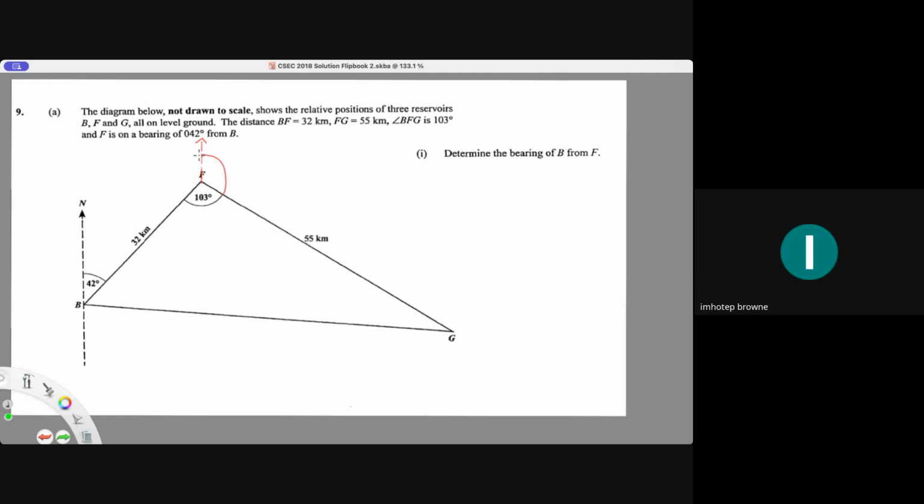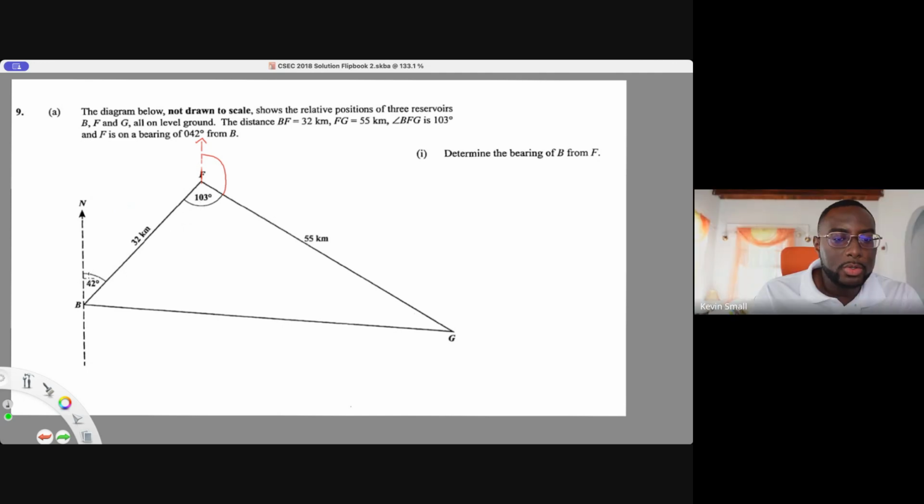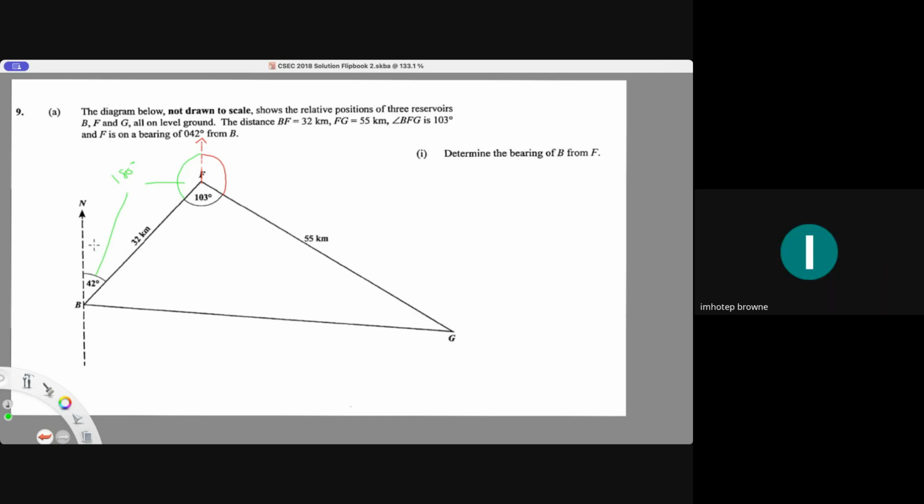Wait, sir, could you say again which two angles add up to 180? The two on the inside here. So this 42 and this angle that I'm going to draw in green must add up to 180. Okay? Those two must add up to 180.